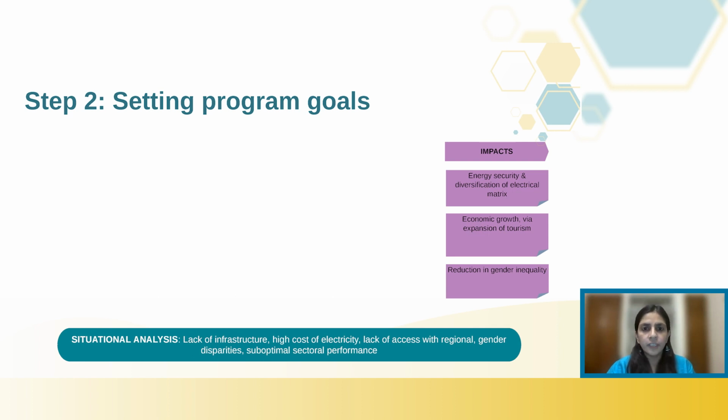Given challenges related to lack of access to electricity, the potential desired impacts of a project like this could be energy security and diversification of electrical mix, economic growth, especially through an expansion of tourism, as well as reduction in gender inequality and improvement in women empowerment.